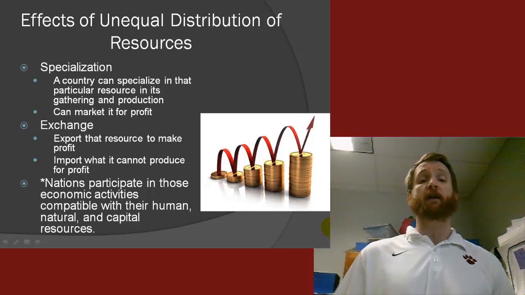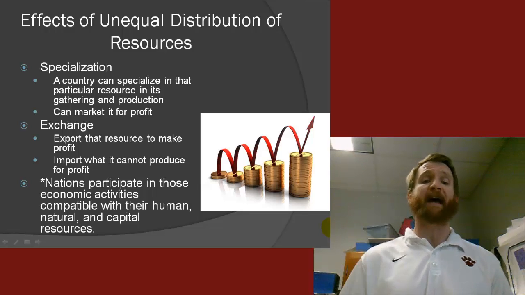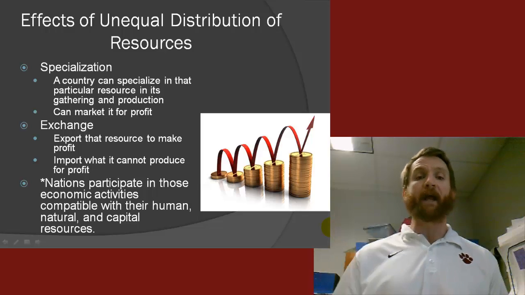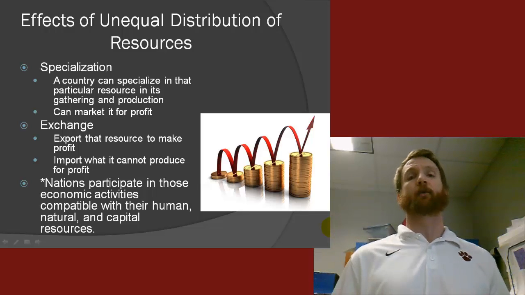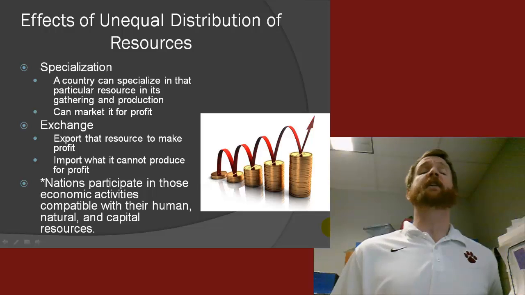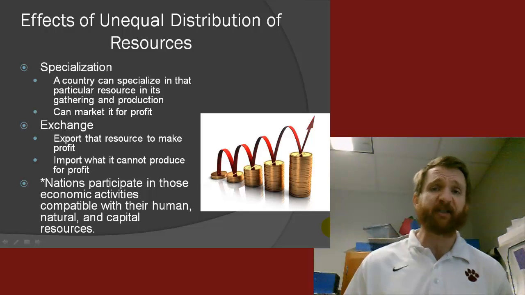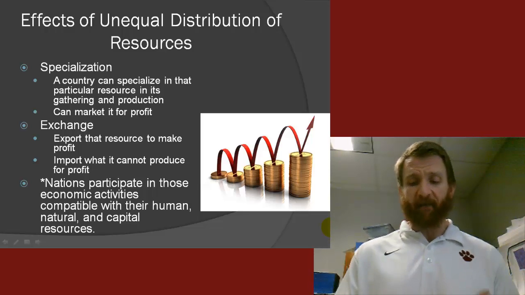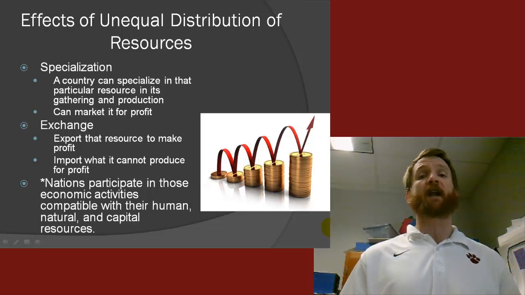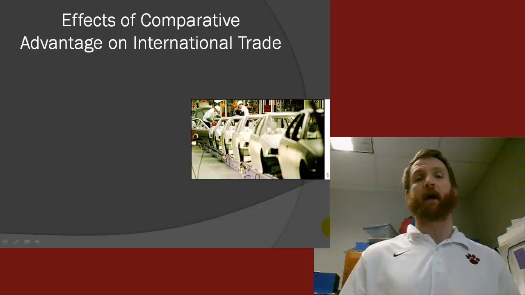Countries are only going to participate in those activities that are compatible, again, I've said this before, with their human, natural, and capital resources. Take all of those three things into effect, and countries are only going to be able to make those things efficiently and make a profit on them if those products are compatible with their resources.